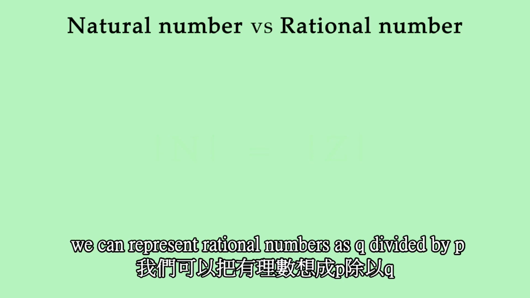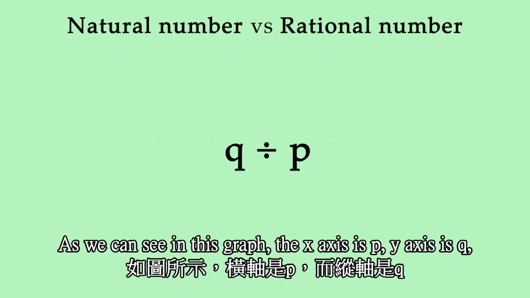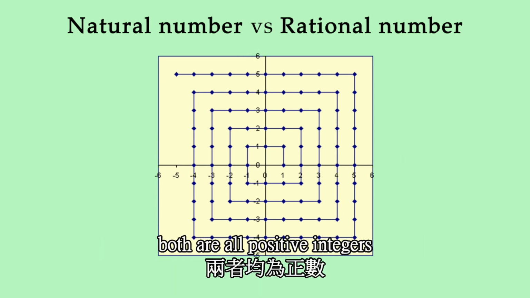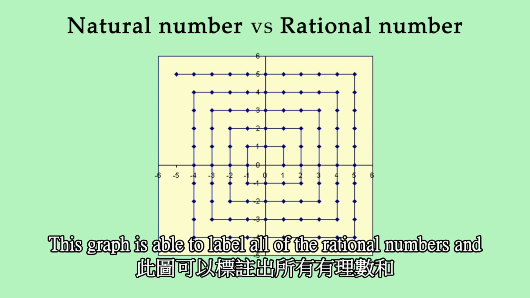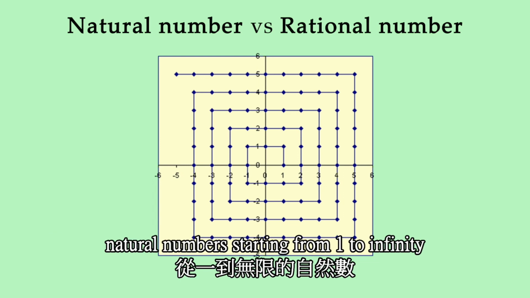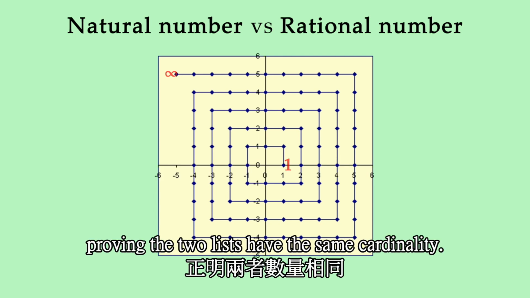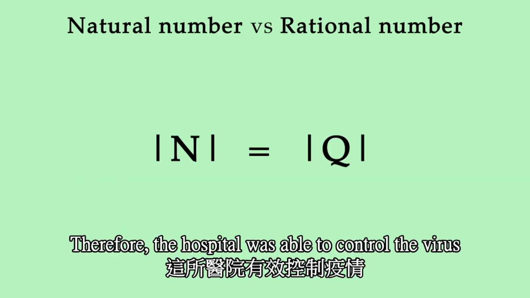We can represent rational numbers as q divided by p. As we can see in this graph, the x-axis is p while the y-axis is q. Both are all positive integers. This graph is able to label all of the rational numbers as well as natural numbers starting from 1 to infinity, excluding overlapping numbers, proving the 2 lists have the same cardinality.